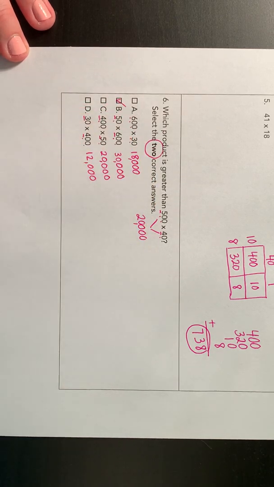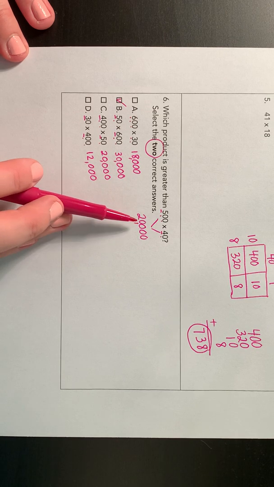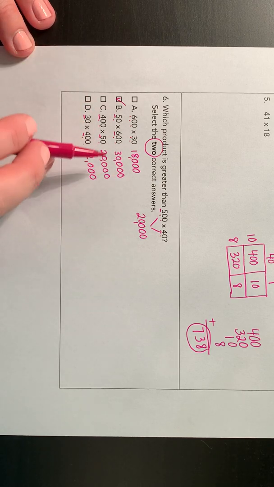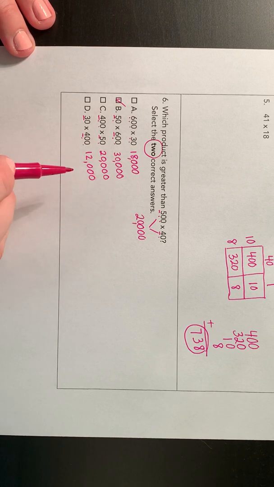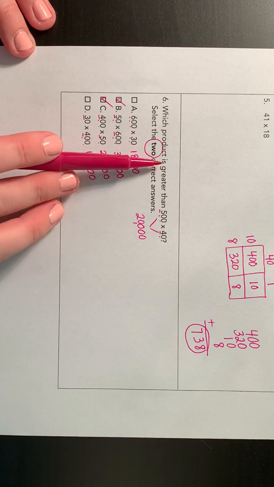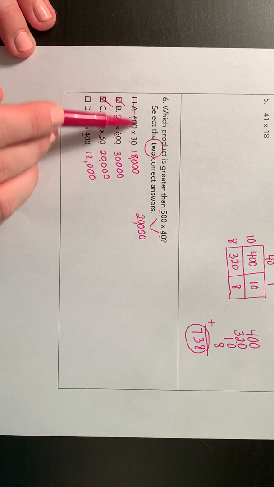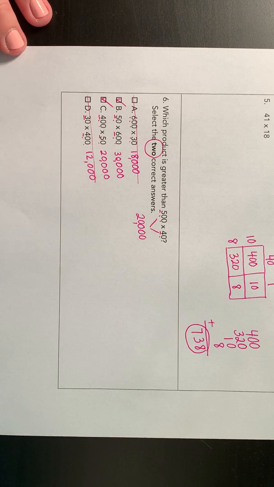So 30,000 is definitely an answer because that is greater than 500 times 40. However, you see that letter C is 20,000 as well. So on the test, you will not have a problem like this where one of the answers is equal to the original problem. You will have 2 answers that are clearly higher than 20,000, but for this problem, the correct answer would be C. So 20,000 isn't necessarily greater than 20,000, but it is equal to. And there are no other answers that would fit. 18,000 is too small, 12,000 is too small. So these 2 are the best 2 answers.